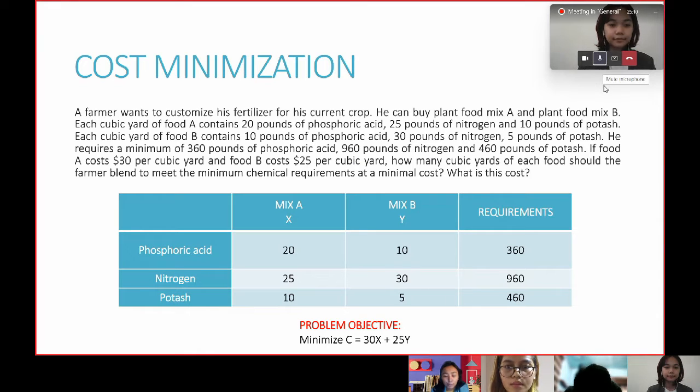For the cost minimization problem, the question is how many cubic yards of each food should a farmer blend to meet the minimum chemical requirements at a minimal cost? And what is the cost? So we made a table of the given data from the problem. Our objective function is to minimize C equal to 30x plus 25y. Our decision variable is: let x be the quantity of plant food mix A and let y be the quantity of plant food mix B.